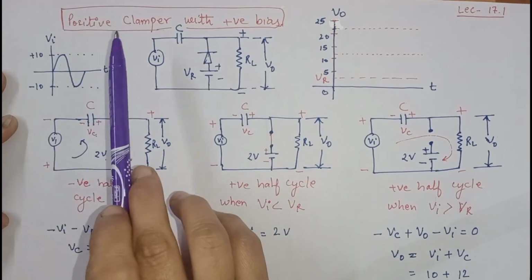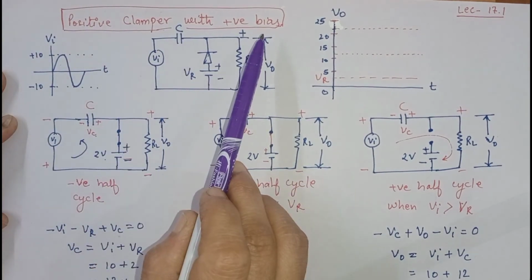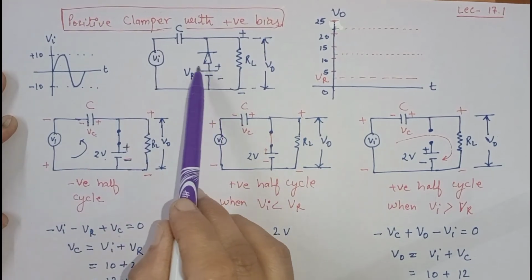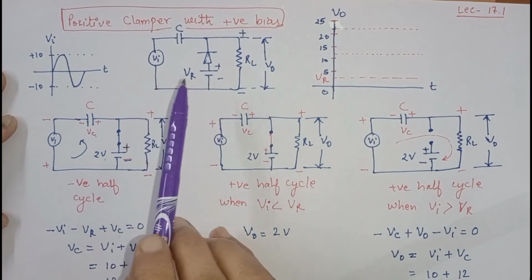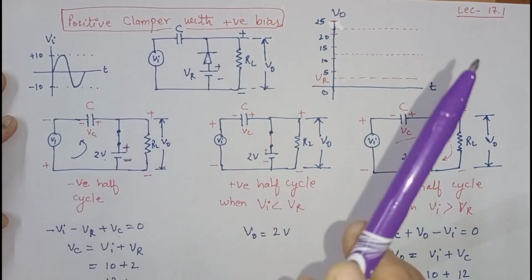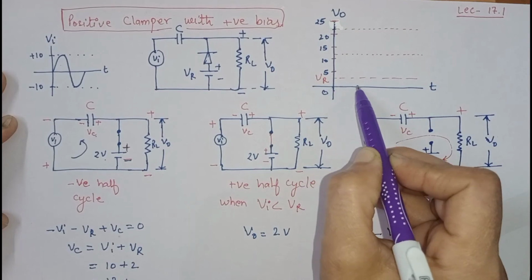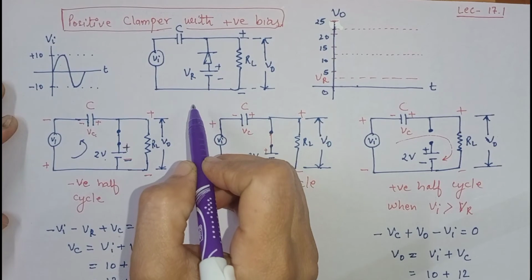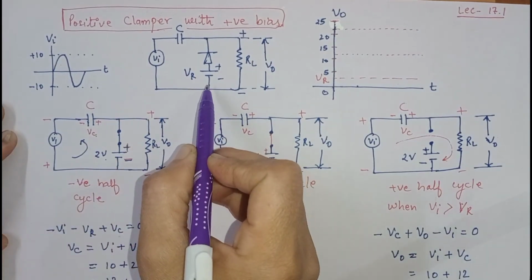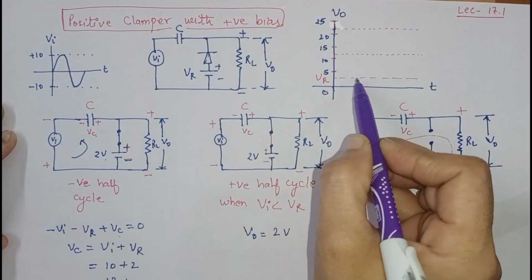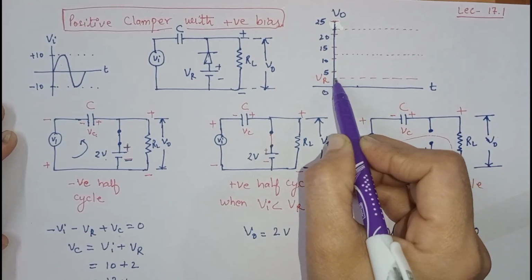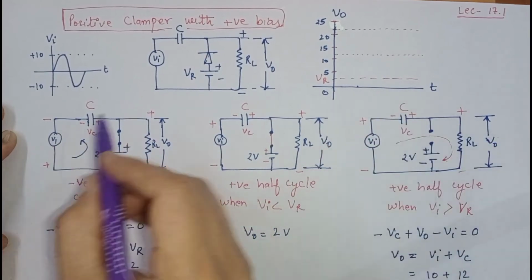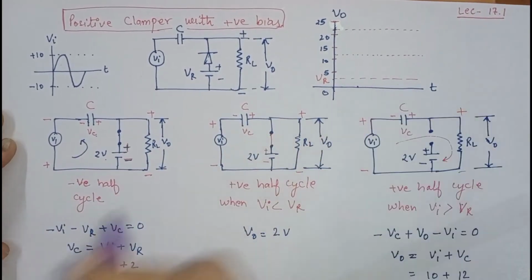In this video, we will study positive clamper with positive bias. We know in positive clamper, when this bias voltage VR is not applied, then the negative peak of the input signal shifts to zero level. Now we have added positive bias in this circuit. Actually, we have shifted this zero level to VR. So now the negative peak of the input signal is shifted to this VR level. So we have drawn a line here.